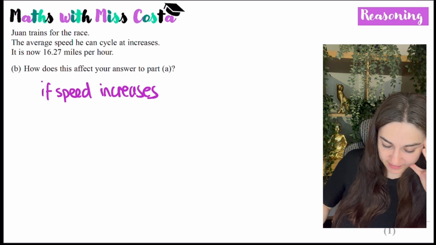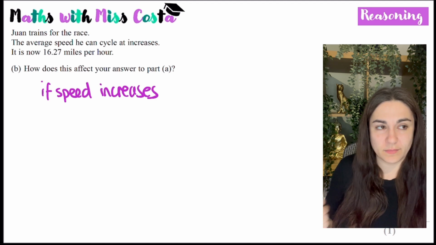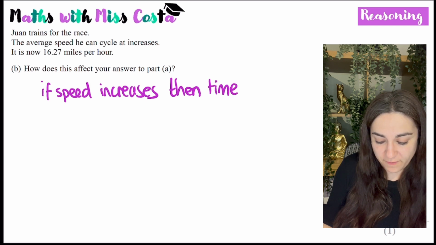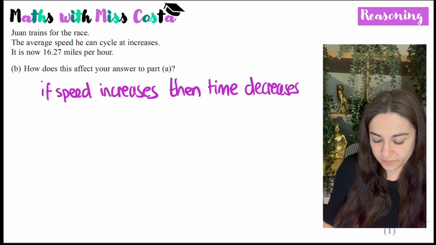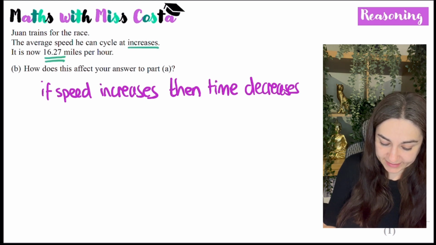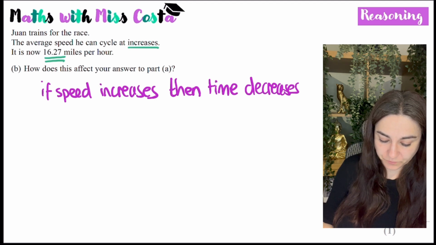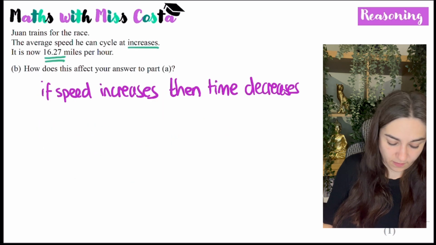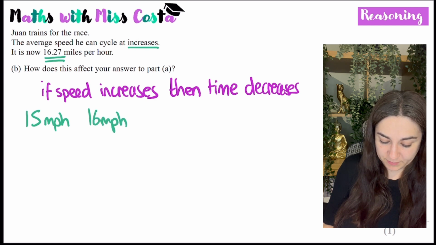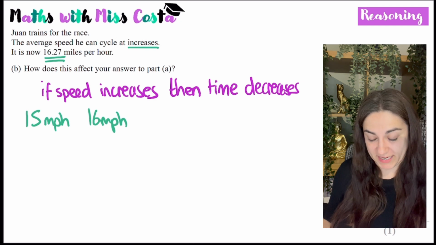So if speed increases, what happens? You get there faster. So if a car's going at higher speed, then you get there faster, which means the time decreases. So it says the average speed he can cycle at increases. It's now 16.27 miles per hour. How does this affect your answer? Well, I assumed that he was going at a speed of 15 miles per hour. 16 miles per hour would mean that the time would decrease as there's a higher speed.